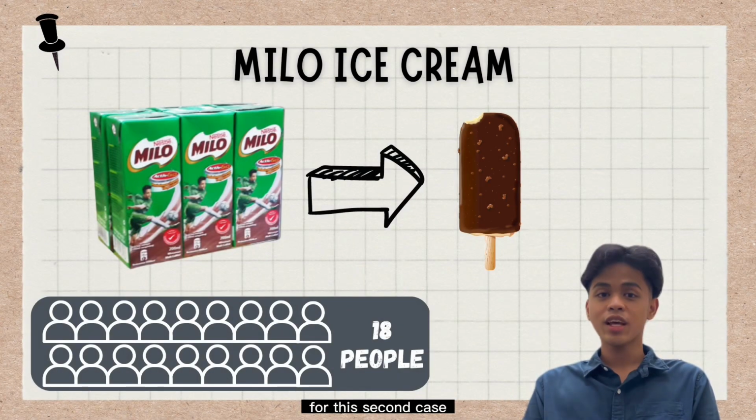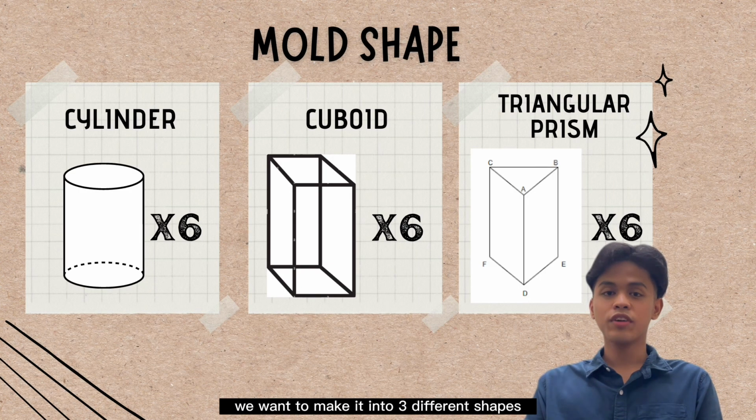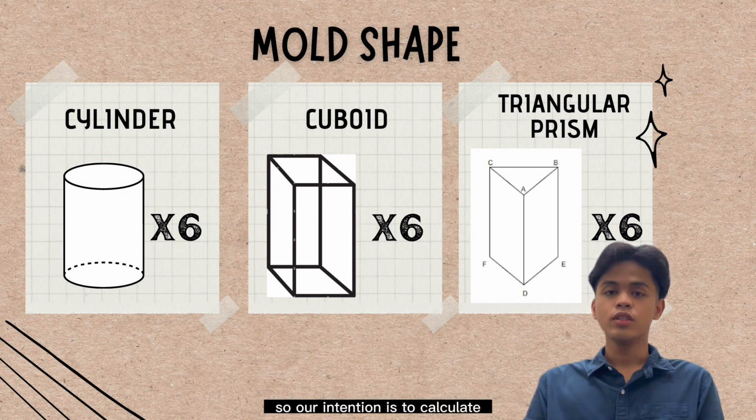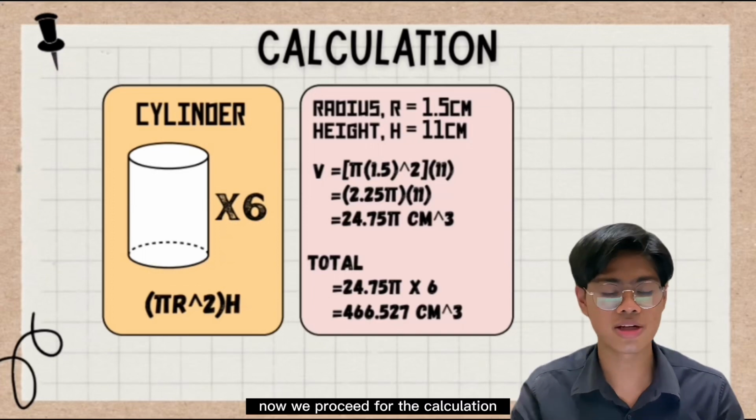For this second case, we want to make ice cream that originally came from Milo drinks, to give to our 18 classmates for the last day of class. But the most interesting part is we want to make it into 3 different shapes, such as cuboid, cylinder, and triangular prism, so that each person can get a different type of shape. Our intention is to calculate how much Milo drinks we need and how much it costs for this case. Now we proceed to the calculation.